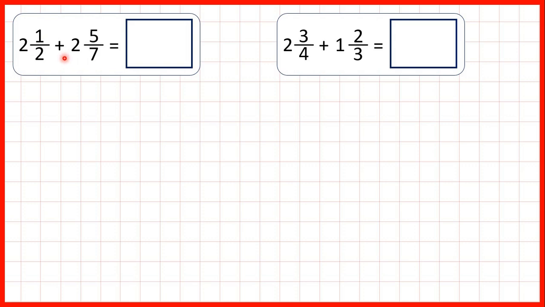Now we know that to add fractions, we need the denominators to be the same. So we need to find the lowest common multiple of 2 and 7. 14 is in both the 2 and the 7 times table, so we can find equivalent fractions to 1/2 and to 5/7, which both have a denominator of 14. We use multiplication to find equivalent fractions.